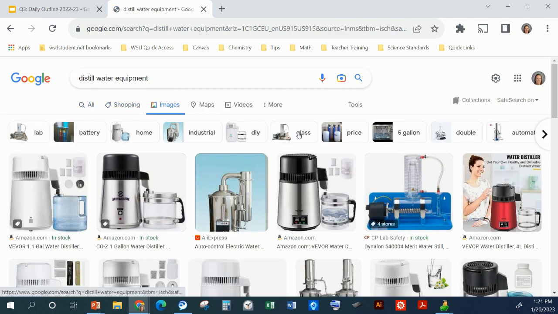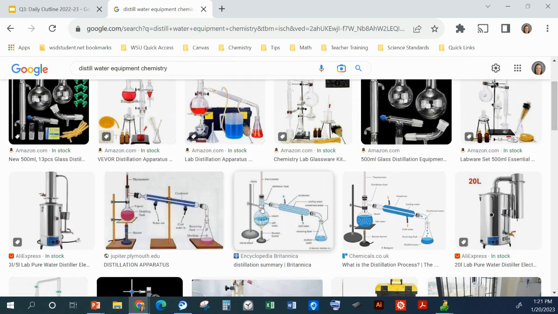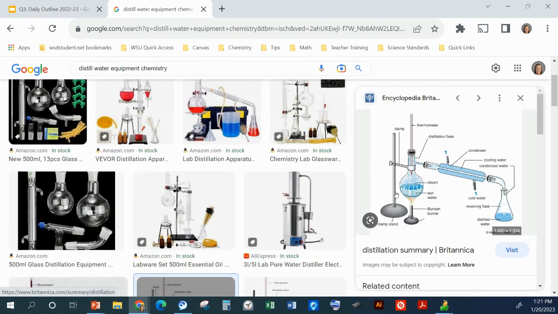Okay, here's a chemistry grade one. So you heat your water up. It evaporates. It comes down here, and then there's this thing called a condenser, and you pipe in cold water, and that cold water cools down your evaporated water, and then you get out pure water.